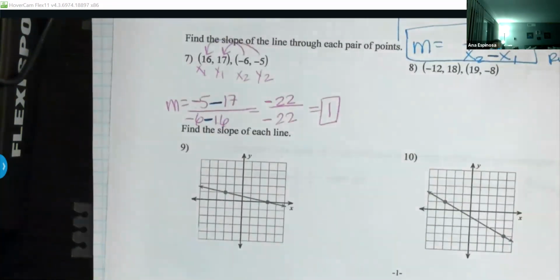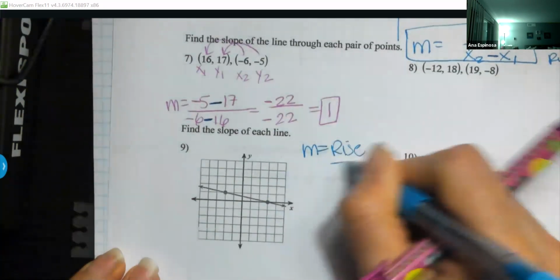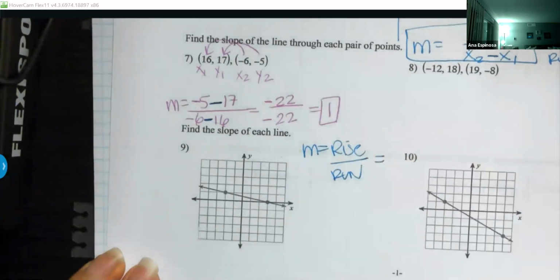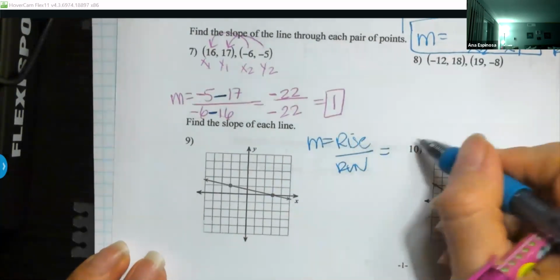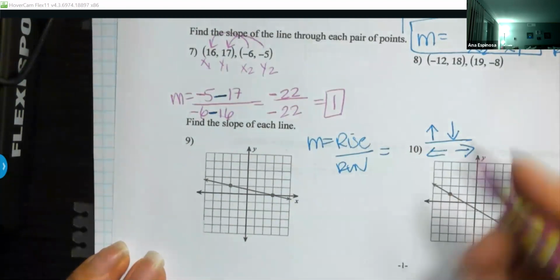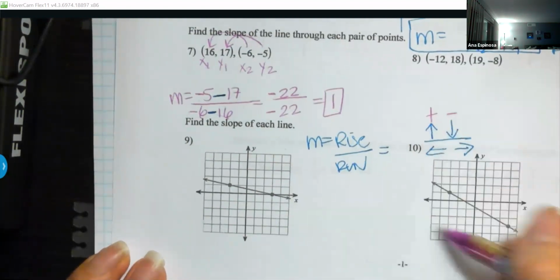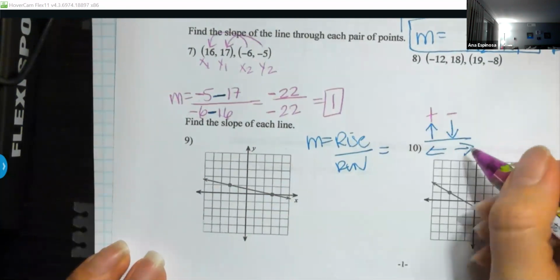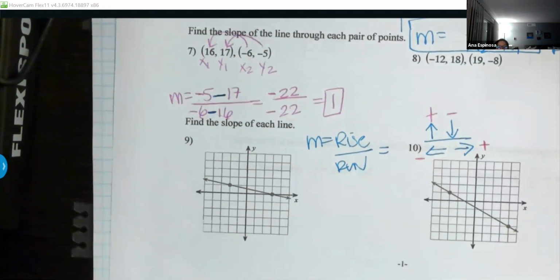For the bottom portions, if we want to find the slope, like I said, slope is rise over run. I'm going to put the signs here. The rise is always up or down. The run is always left and right. If you are going up, it's positive. Going down, it's negative, just like the coordinate plane. If you're going right, it's positive. If you're going left, it's negative. So in order to find the slope, you can do this two ways.